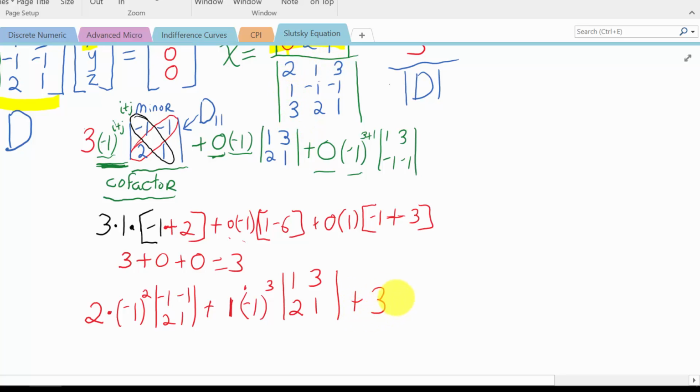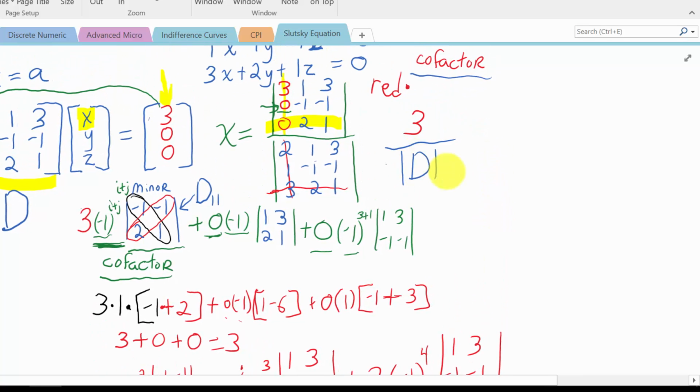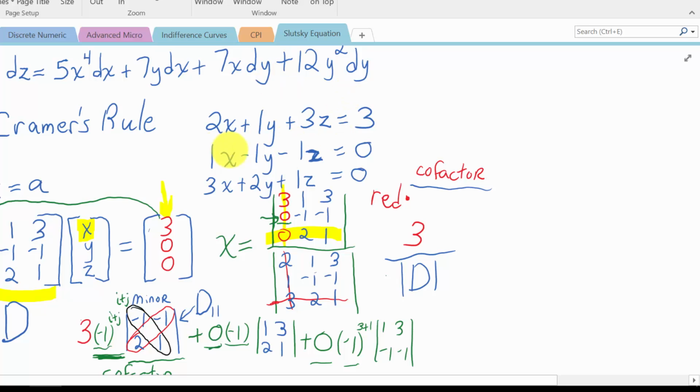Plus 3 times minus 1 to the i plus j. i is the third row. j is the first column, so to the 4th, times the determinant of what's left when you cross out that row and that column. 1, 3, minus 1, minus 1. Okay. So now we're trying to just figure out what goes on the bottom of this equation whenever we want to solve for the value of x in this series of 3 equations and 3 unknowns.